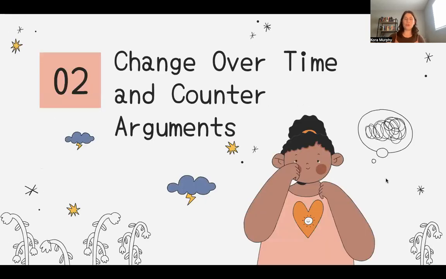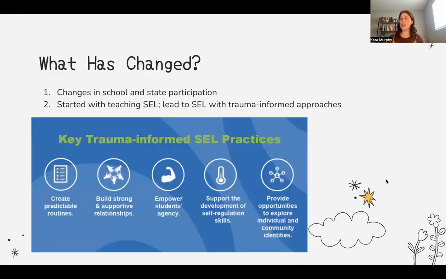All right, let's move on to change over time and counter arguments. So over time, what has changed with social emotional learning? Well, changes in school and state participation. I found that since 2016, participation has grown from 8 states to more than 30 states and 1 U.S. territory, collectively representing more than 11,850 school districts, 67,000 schools, 2 million teachers, 35 million students, preschool to high school.